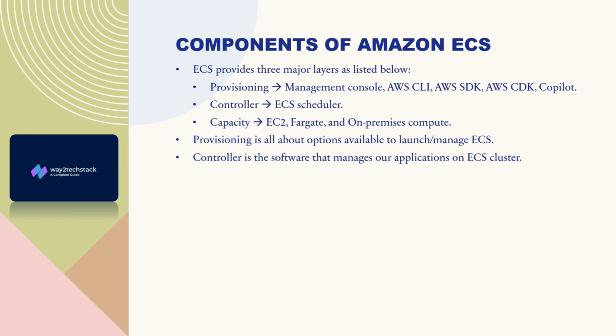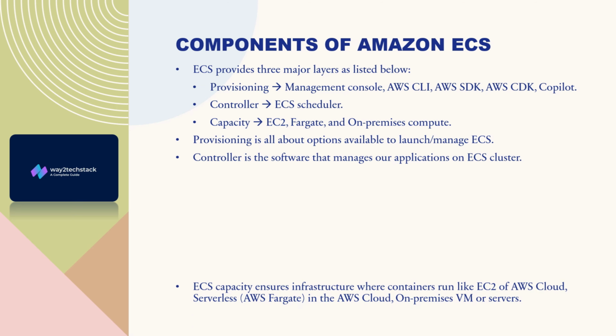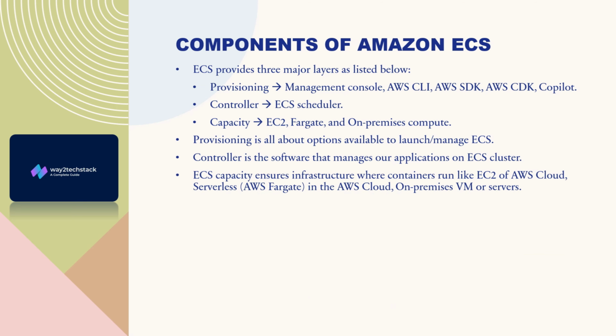Controller. It is just a software. That software is called as scheduler, where it will take a decision on which compute node this particular application can be launched. We don't need to take any manual decision. That will be done by your scheduler. Finally, we have ECS capacity. As I told you before as well, EC2 on AWS Cloud or serverless architecture on AWS Cloud, or we can use on-premises virtual machine or a server.